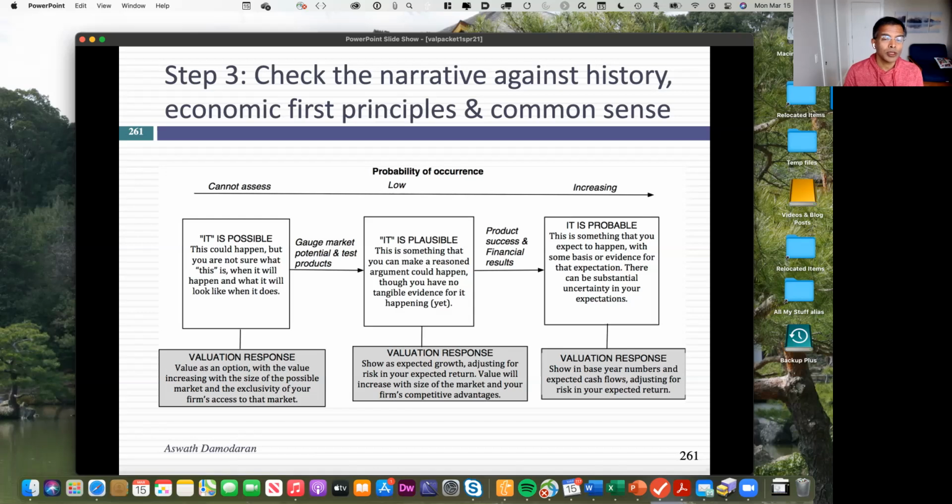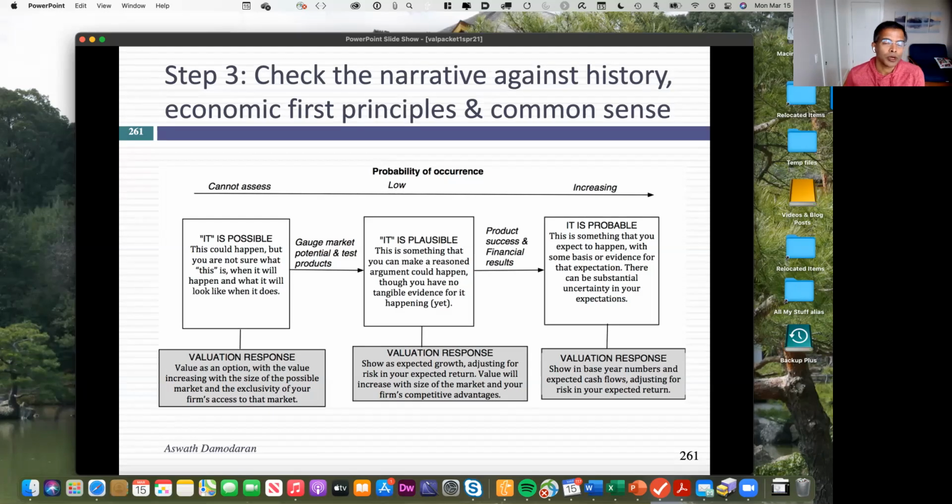Lots of things are possible. A subset are plausible. To show me something is possible, all you need is a pathway to get there. To show me something is plausible, you need to show me something more, that somebody else has done something like this. And to show me it's probable, you have to show me something you've done, even on a test market basis. We say that will work.